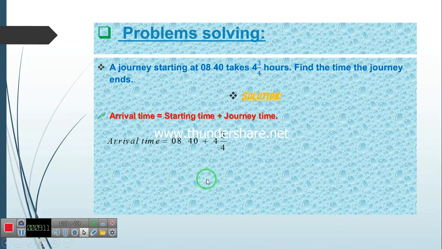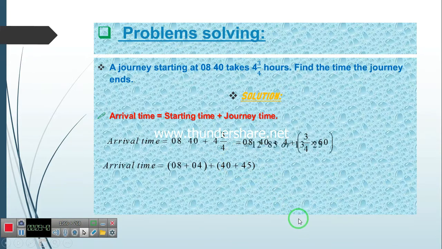Normally you take hour plus hour and minute plus minute. But the problem here is you have to change 4 and 3/4. You change the 3/4 by multiplying by 60, because 1 hour is 60 minutes, so 3/4 times 60 gives 45. Then the rest is 8 hours plus 4 hours and 40 minutes plus 45 minutes. You get 12:85, and 85 is greater than 60.